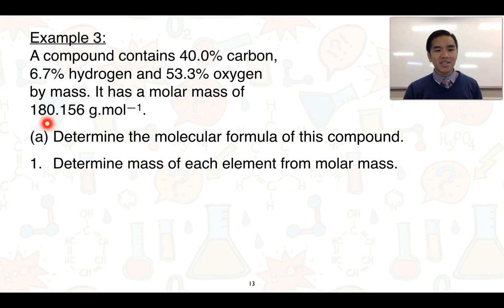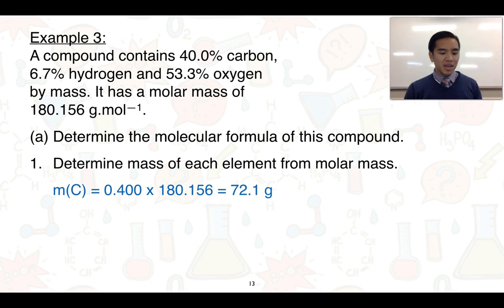The molar mass of this compound is up here, 180.156 grams per mole. So we can take the percentage compositions, convert them into just a number, and then multiply that by the molar mass. That'll work out what mass of each element is found in this particular compound. Starting with carbon here, the mass is equal to the percentage composition, so 40% expressed just as a number is 0.400. We multiply that by the molar mass, and it tells me that 72.1 grams of this compound is made up of carbon, assuming that we have 1 mole of it present.